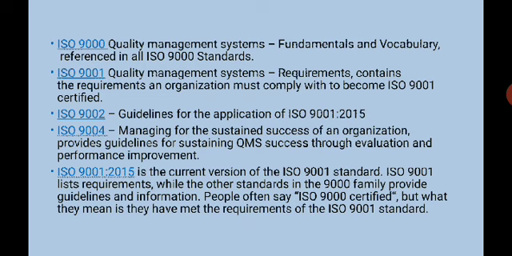So 9002 is the guideline, 9004 is for continuing the success or managing the success, sustaining it, and you continuously evaluate, or you have a thorough evaluation and performance improvement that is done throughout, right? And ISO 9001:2015 is the current version of the ISO 9001 standard. ISO 9001 lists requirements, while the other standards in the 9000 family provide guidelines and information.